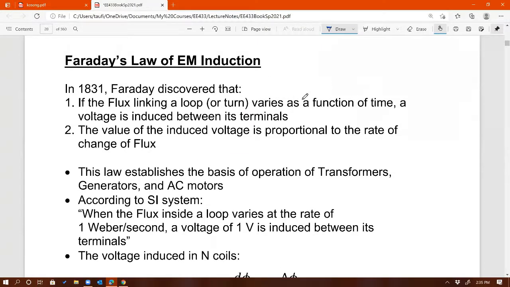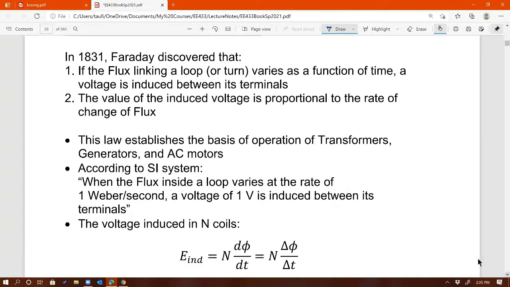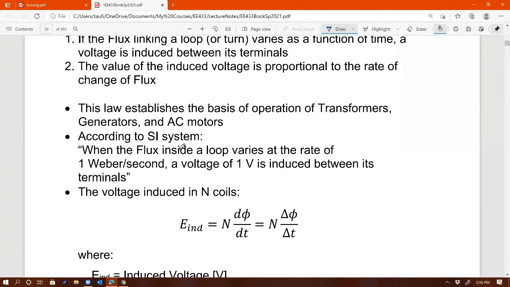Faraday's law of EM induction. More refresher here. Faraday discovered that if the flux linking a loop or turn varies as a function of time, a voltage is induced between its terminals. The value of the induced voltage is proportional to the rate of change of flux. So if you have a coil with an open terminal, and you apply varying flux into this coil, then across the open terminal of the coil you're going to get an induced voltage. And that's how we use this concept for transformers as well as for motors and generators mostly.